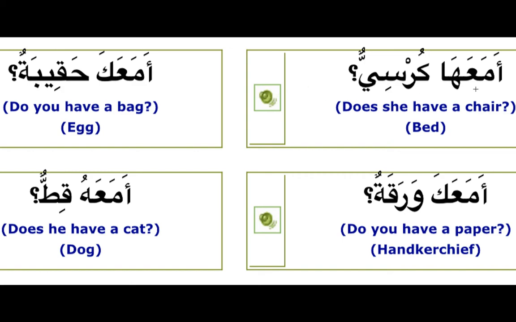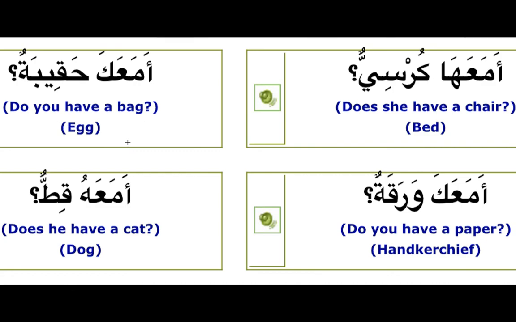So let's do some simple questions here. Ama'aha kursiyun, is with her, does she have a chair? So we give the answer. Whenever there is a question with a, we get an answer of either naam or la. So now we say, no, she doesn't have a chair, she has a bed. So what would you say? You say la, ma'aha sarirun. So we say ama'aka haqibatun. We say la ma'i. So we're using different attached pronouns. If you say ma'aka, then you have to answer la ma'i.